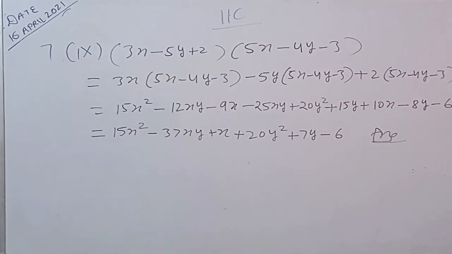Collect the like terms: 15x², −12xy and −25xy give −37xy, −9x and +10x will give +x, 20y² write as it is, 15y and −8y will give +7y, and the last −6. So that one you can do question number 7, 9.